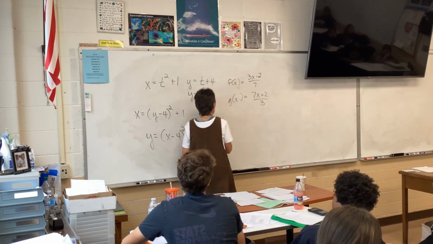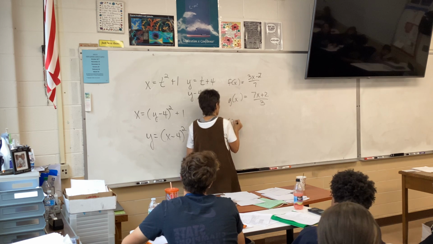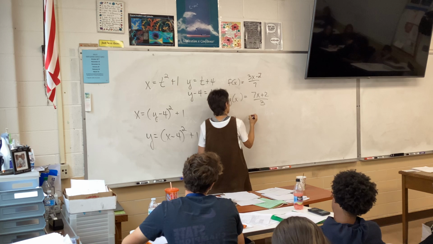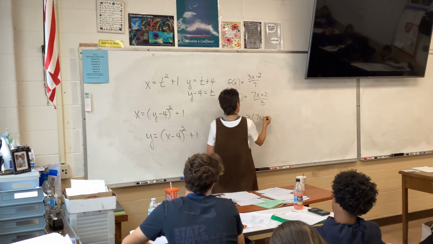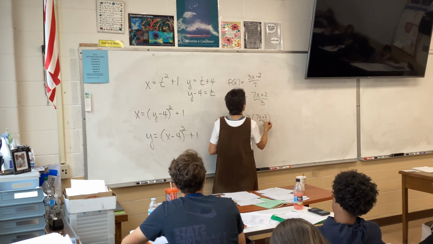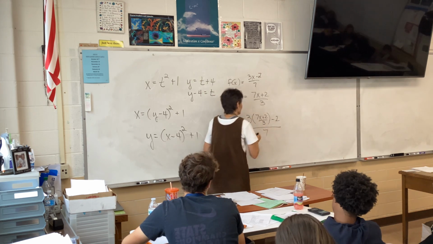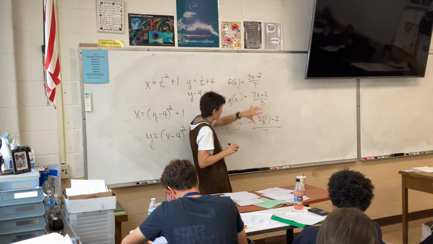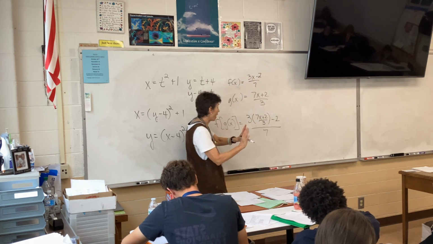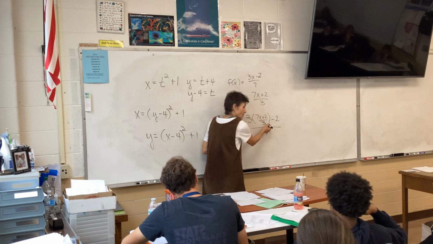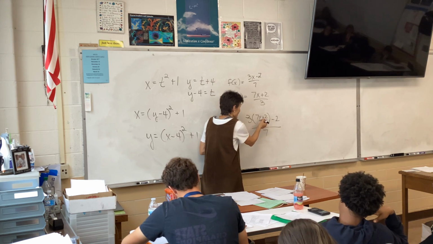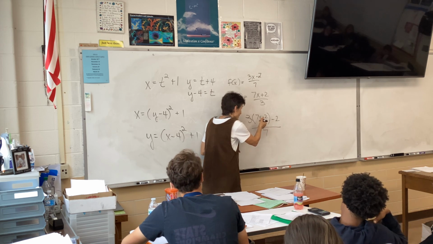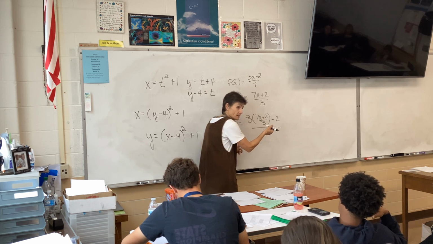So if you built the composition, f of g, that means you're plugging g into f. So you'll have 3 times (7x plus 2) over 3, minus 2 over 7. So plug this in right here. Now, that looks really bad, but it's not, because don't these cancel? So now we have 7x plus 2 minus 2, which is 7x, over 7, which is x.